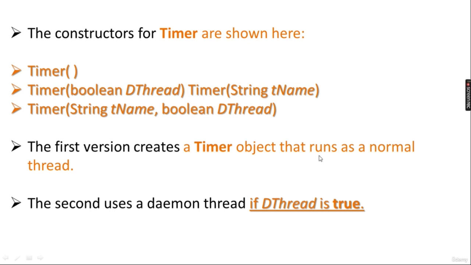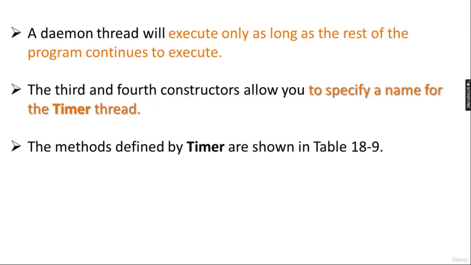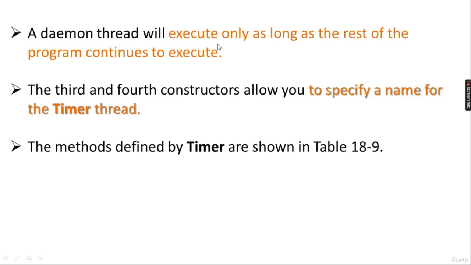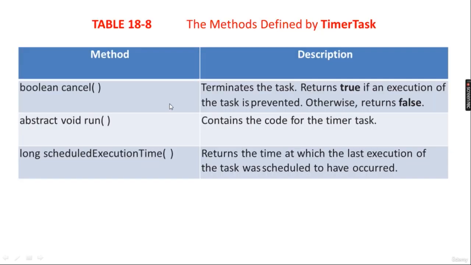The first version creates a timer that runs as a normal thread. The second uses a daemon thread if dThread is true. The daemon thread will execute only as long as the rest of the program continues to execute. So dThread is nothing but daemon thread. Unless and until the rest of the program is being executed, the daemon thread will exist. The third and fourth constructors, with string thread name, allow you to specify a particular name for a timer thread. The methods defined by Timer, now we will see them one by one.